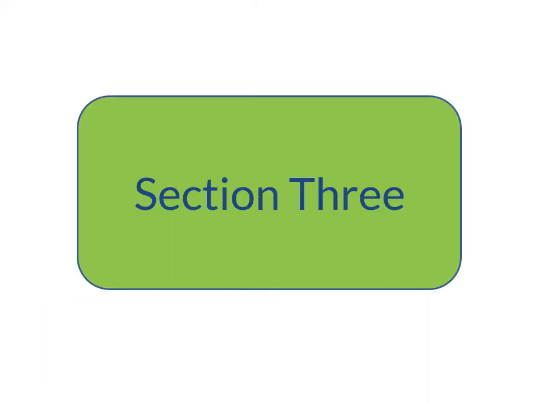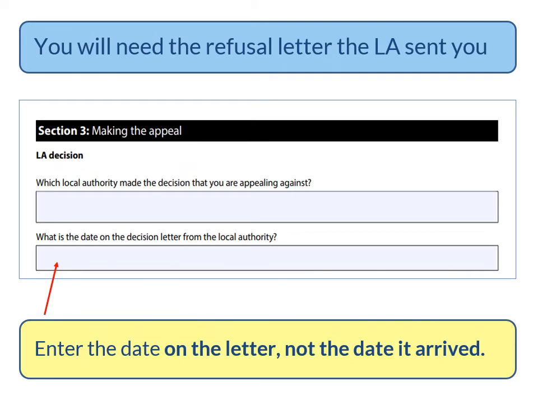Now let's move on to Section 3. To fill in Section 3, you will need the letter the local authority sent you saying that they did not agree to do an EHC needs assessment. In the first box, write the name of the local authority who refused your request, as the tribunal will need to contact them and get information from them.